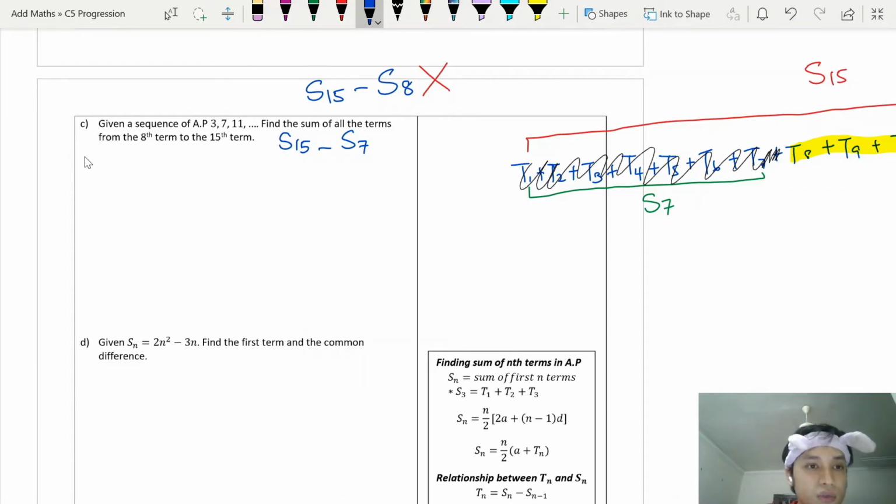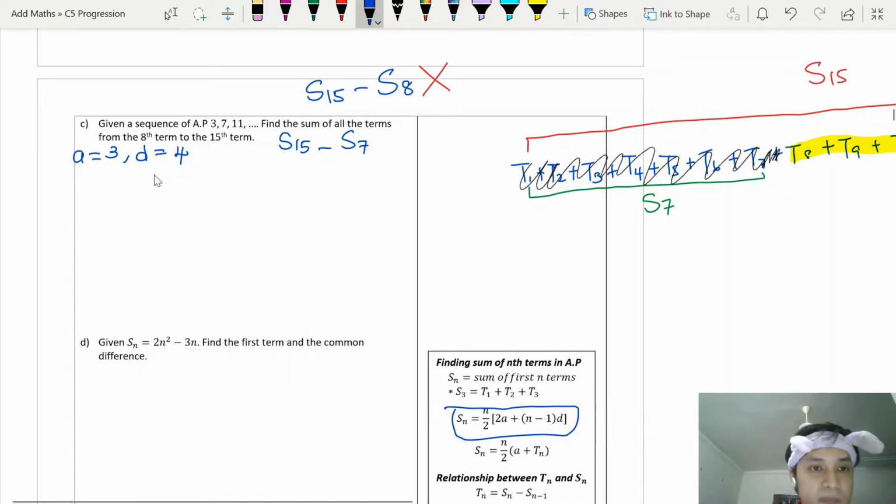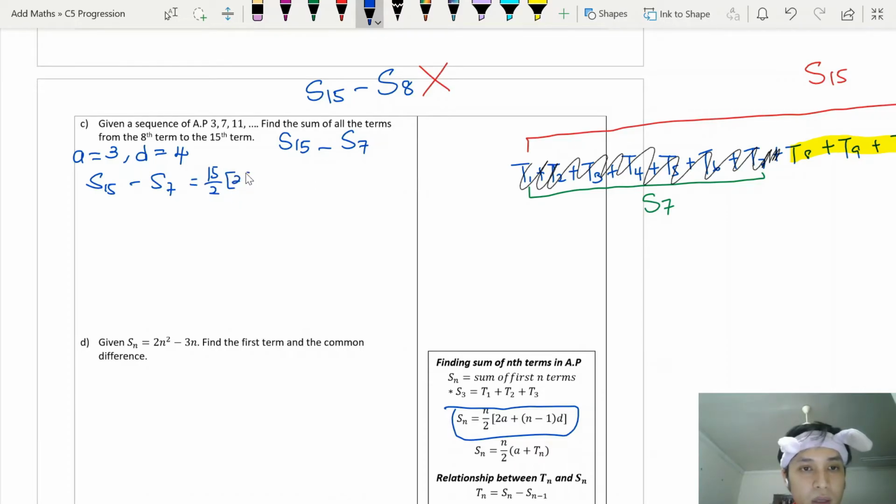So we write out the first term, which is 3, and the common difference here is 4. Then we use the sum formula to calculate. S15 minus S7 equals, we substitute the formula in. First is S15, so 15 over 2, open bracket 2a plus 14d. Then minus S7, so 7 over 2, open bracket 2 times 3 plus 6d.